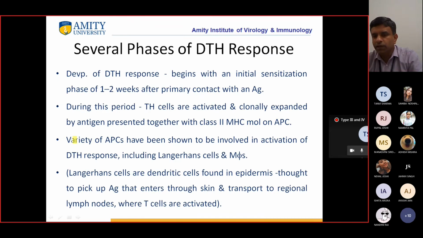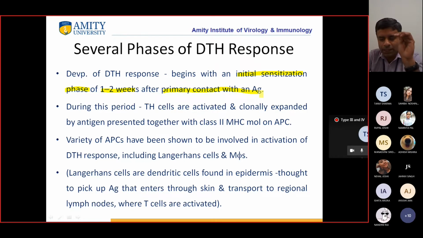Okay, so now there are different phases of delayed type hypersensitivity reaction. The development of the DTH response begins with an initial sensitization. So the first one is the initial sensitization phase of 1 to 2 weeks after primary contact with an antigen. When the person gets in contact with the antigen for the first time, the period of 1 to 2 weeks after that is the initial sensitization phase.